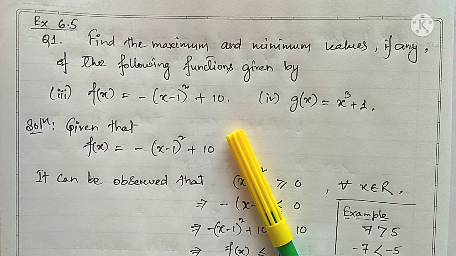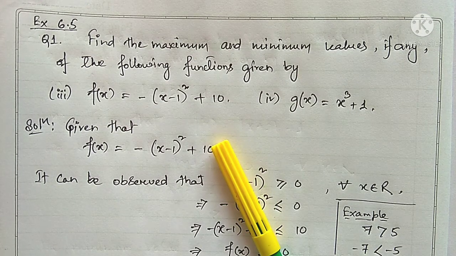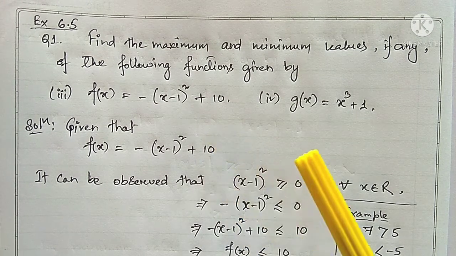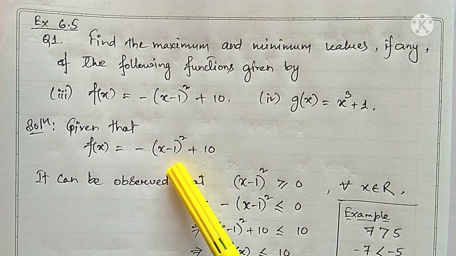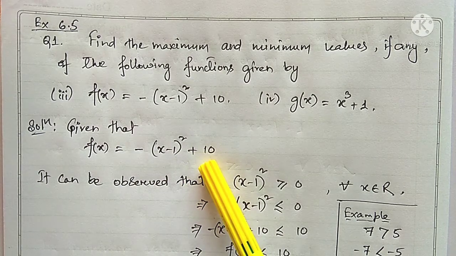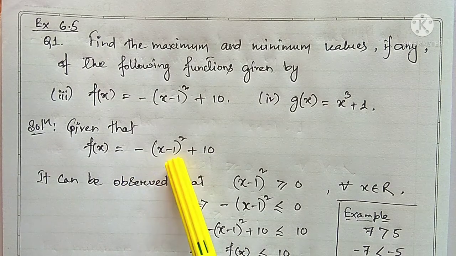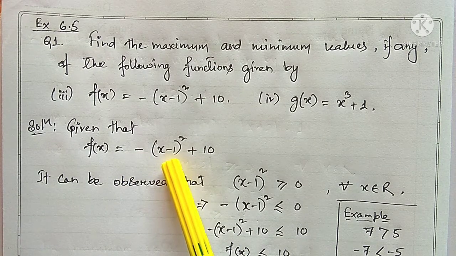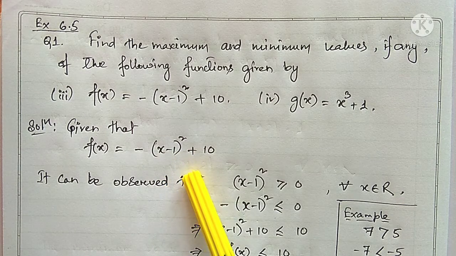As you know, we have already done the first 2 questions. The same process we have to apply here. The third question is minus (x minus 1) whole square plus 10. So clearly it is visible here, if you set aside this minus sign, then (x minus 1) whole square, whole square means what? Always a positive value.